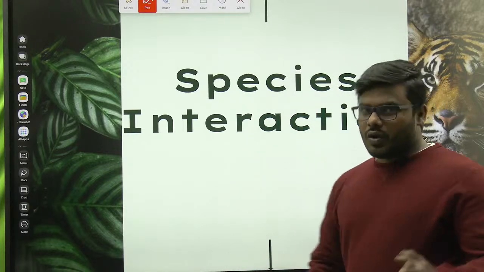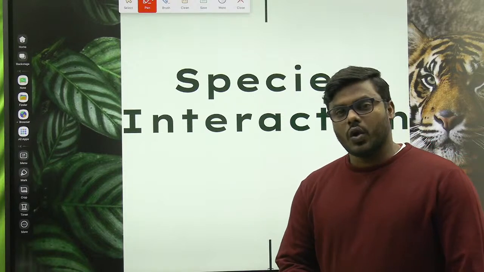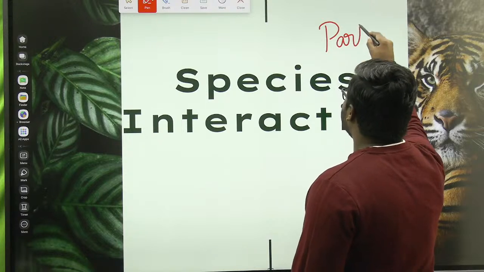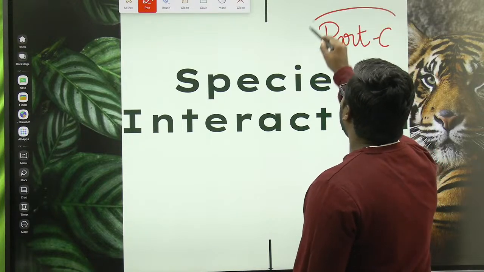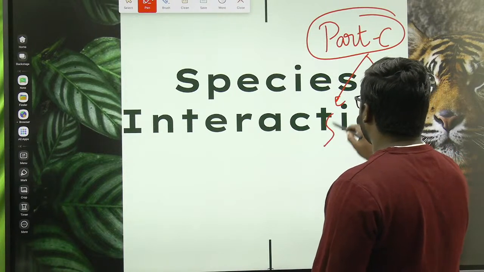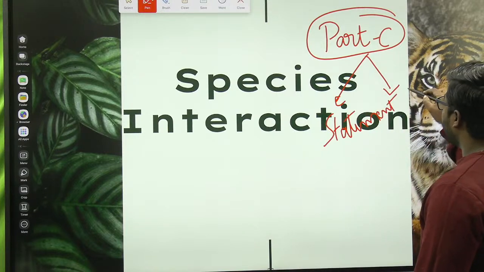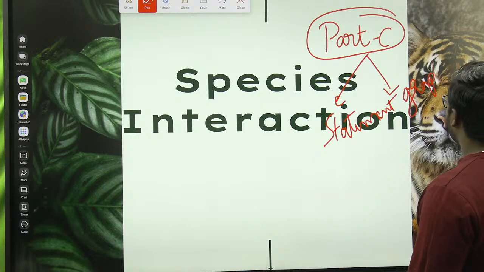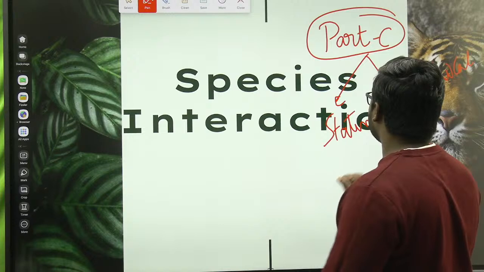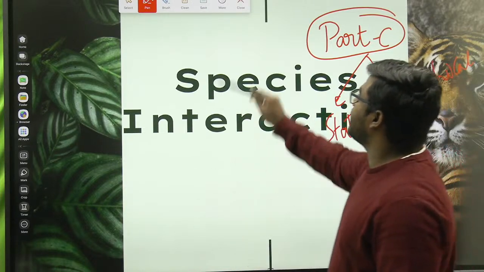So friends, you all know very well about species interactions as well as the Lotka-Volterra model. You all know this Lotka-Volterra model is exclusively important for Part C. You can get questions from statements related to it. If not, we can also get questions from a graphical form. Correct? So many kinds of questions we can expect from this species interaction. Continue, Akshay. Good evening.